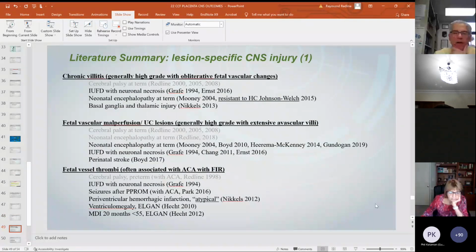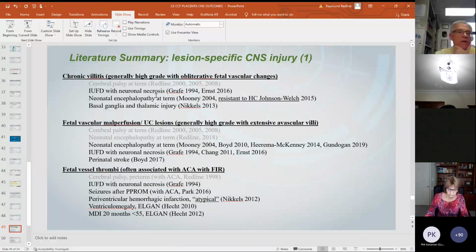And then finally, I just wanted to go over some of the results. I've presented our results, and we've had a number of studies, but there are many others who've done similar studies in the literature, and I'm organizing it by placental lesions. So chronic villitis, that sort of rejection response where you have maternal T cells attacking the villi. A couple of pathologists, Marjorie Grafe and Linda Ernst, found that to be associated with neuronal necrosis in IUFD, compared to controls.